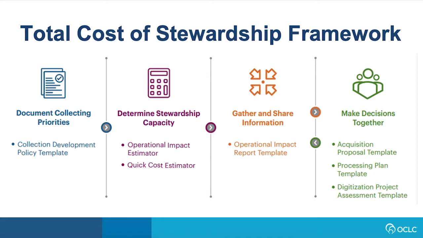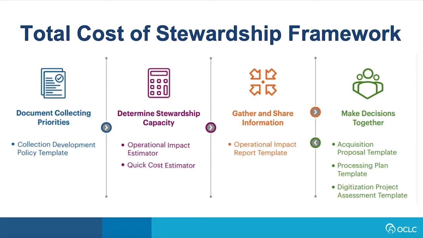There are 4 elements to the framework. It starts with documenting collecting priorities so that everyone is clear on what you want to collect. The next step is determining stewardship capacity so that you know the time, skills, and monetary resources you have available to allocate to collection needs, which supports activities to gather and share information about the impact an acquisition will have on repository staff and operations, and ultimately the ability to make decisions together that bring together a shared understanding about the value a collection might bring and the resources that will be necessary to realize that value.